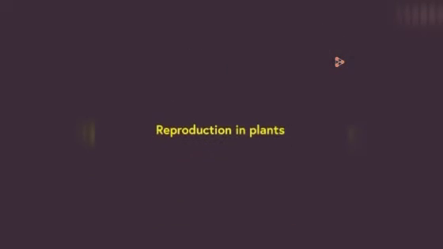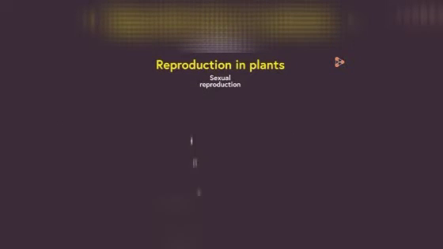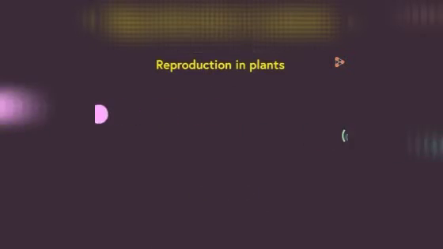Reproduction in plants can occur in two major ways. One type is asexual reproduction and the second is sexual reproduction. Sexual reproduction, as the name suggests, involves sex cells or gametes. So a new individual is born when gametes from both male and female parents fuse. Now, can you guess what asexual reproduction will be?